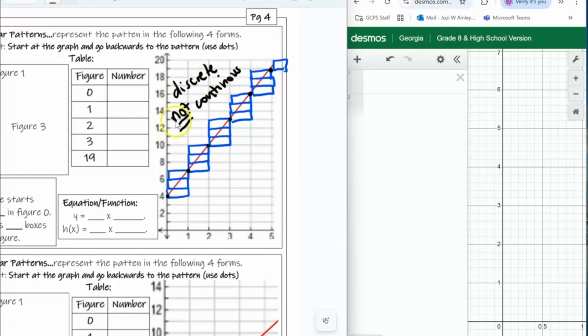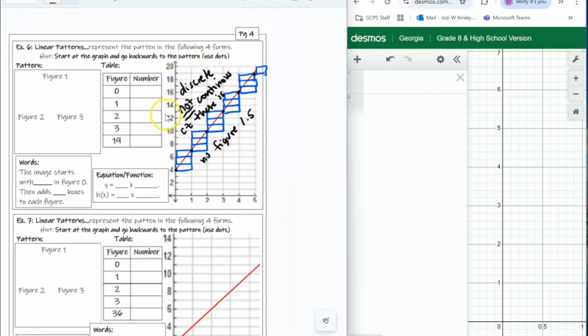So this is discrete, not continuous, because, and I'm just going to use abbreviations because we're math, not English, because there is no figure like 1.5, for example. See right there? There is no figure 1.5 because in real life, when you have physical things, some things you cannot have half of. Some things you can. So you have to keep in mind how that works. But in terms of a figure, this is figure 1, this is figure 2, this is figure 3. So you cannot have figure 1.5 in real life.